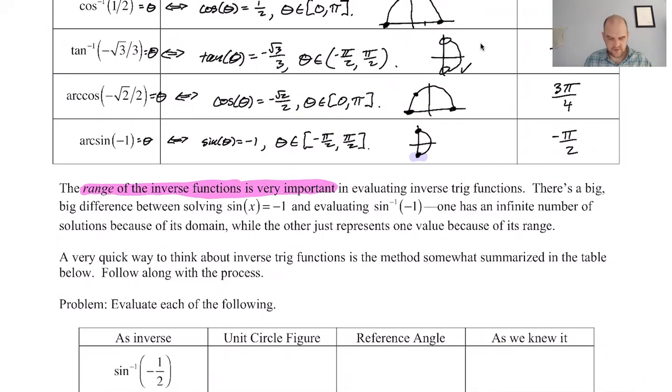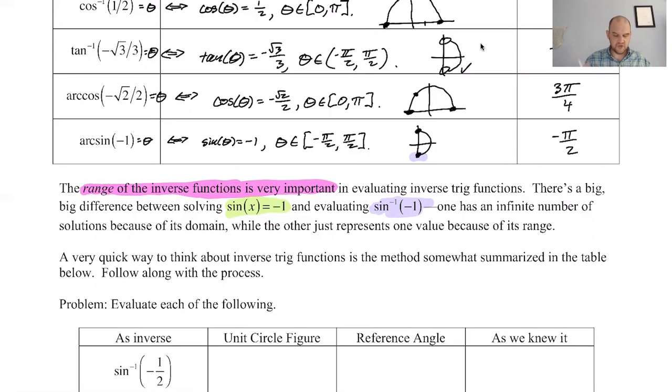There's a difference between solving this equation, where you're just saying where on the unit circle sine of x equals negative 1. Think about graphing sine. If you graph sine, that happens in an infinite number of places. Every time you hit a minimum, sine of x is negative 1. So that has an infinite number of answers. The inverse sine of negative 1, on the other hand, has exactly one answer because inverse sine is a function. The inverse sine of negative 1 is negative pi over 2 and nothing else.